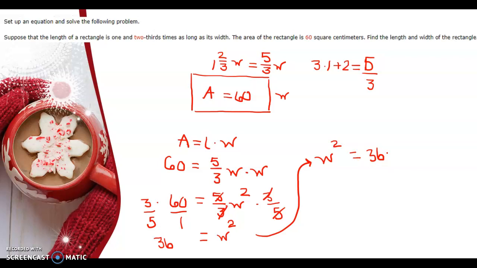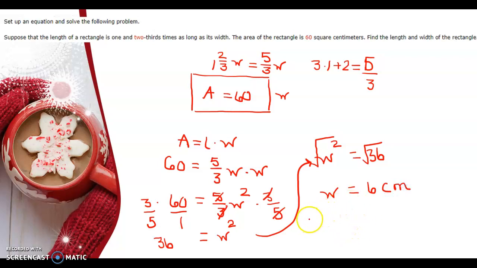Now, to undo the squaring, we know we square root. Every positive number has 2 square roots, but only one of them is logical here, because a rectangle cannot have a negative side length. So we only take the positive square root, and we find that the width would be equal to 6 centimeters.